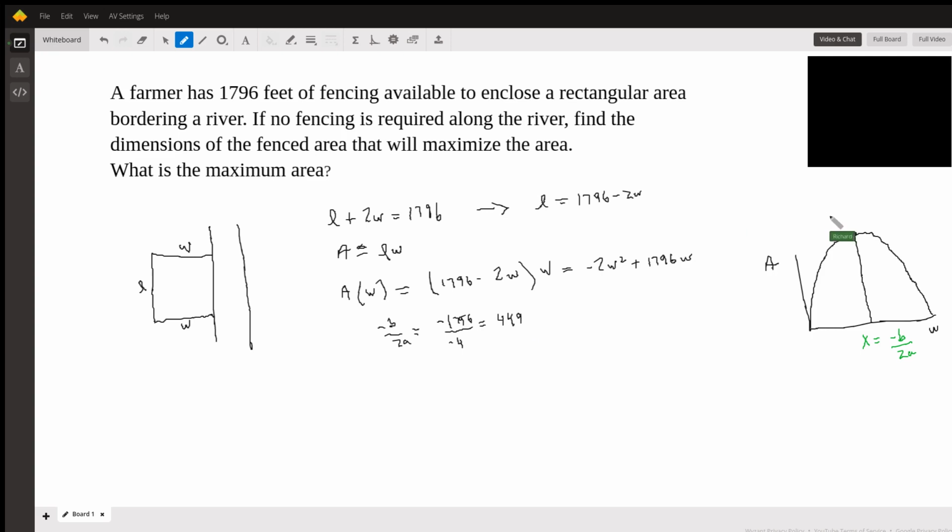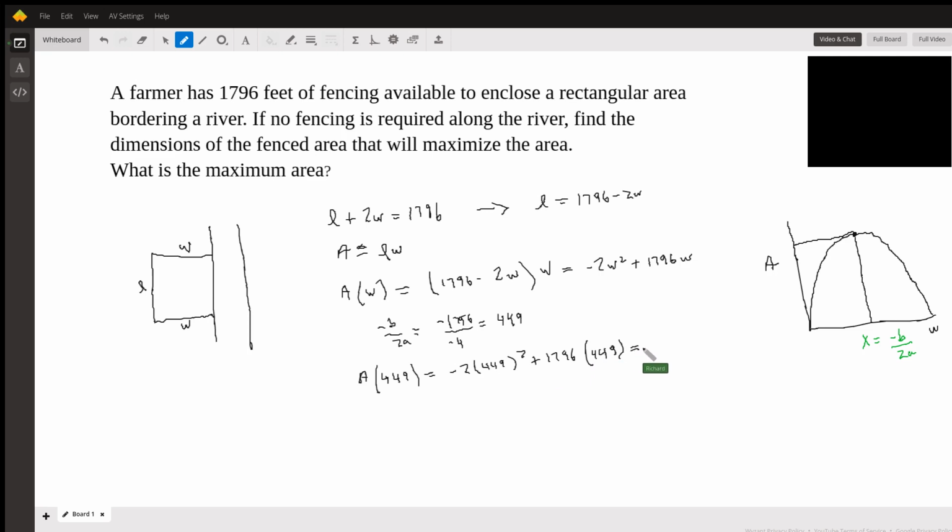And to get the area, we need to find the height of this parabola. So we're just going to plug this in. So A of 449 is equal to negative 2 times 449 squared plus 1796 times 449.